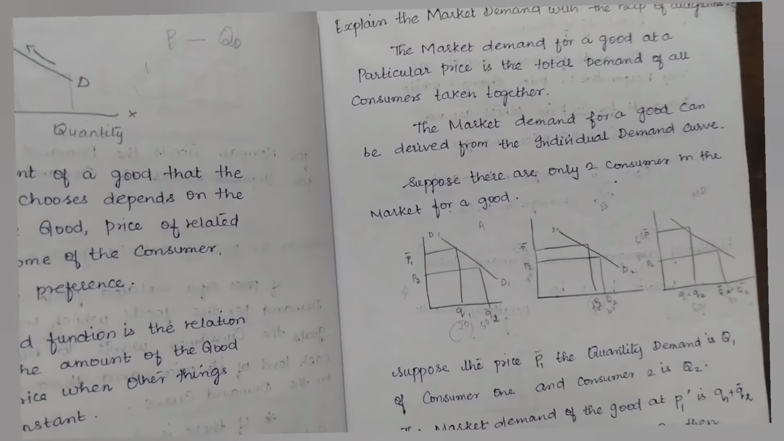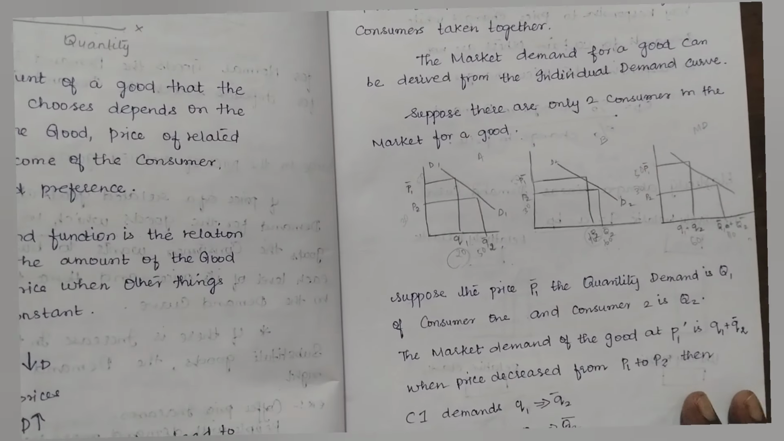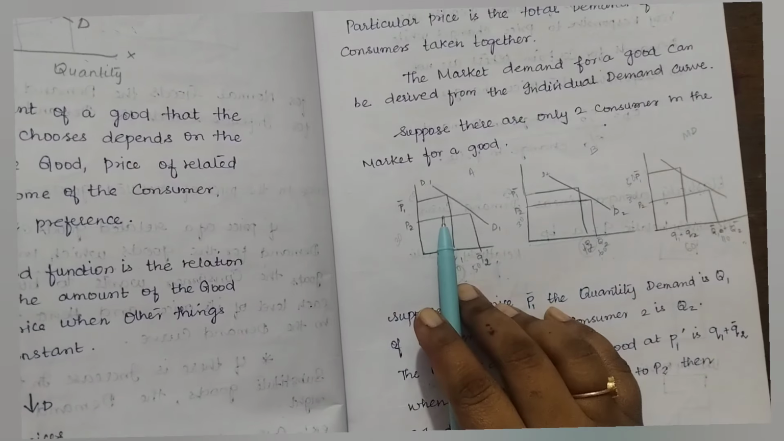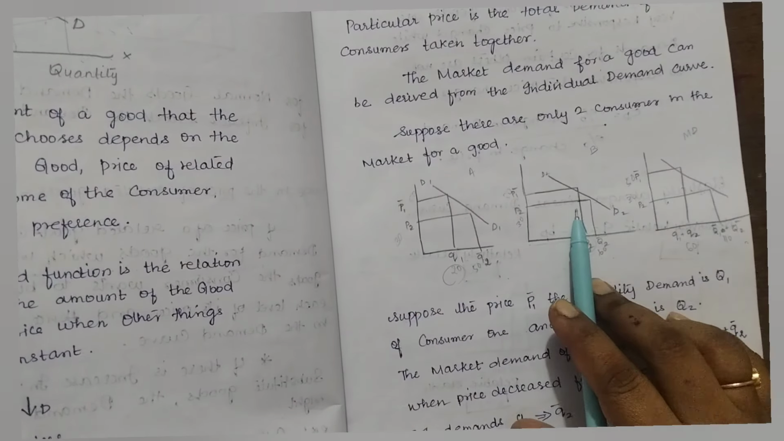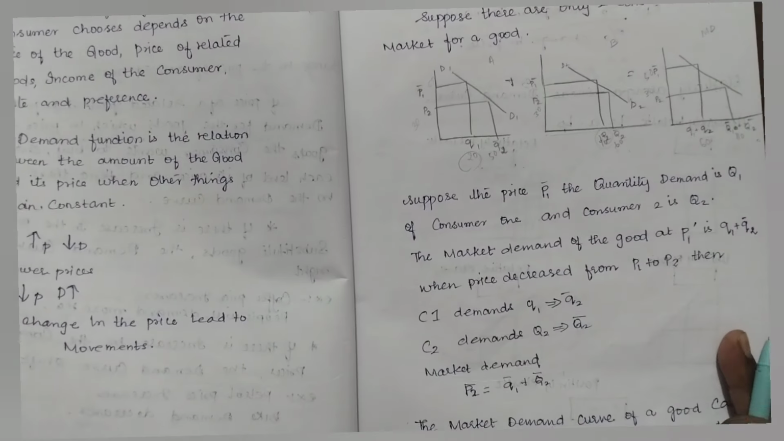Next, explain the market demand with the help of a diagram. The market demand of a good at a particular price is the total demand of all consumers taken together. The market demand for a good can be derived from individual demand curves. This is one individual demand curve, and this is another. Adding them together, you will get the market demand. This is also called horizontal summation.